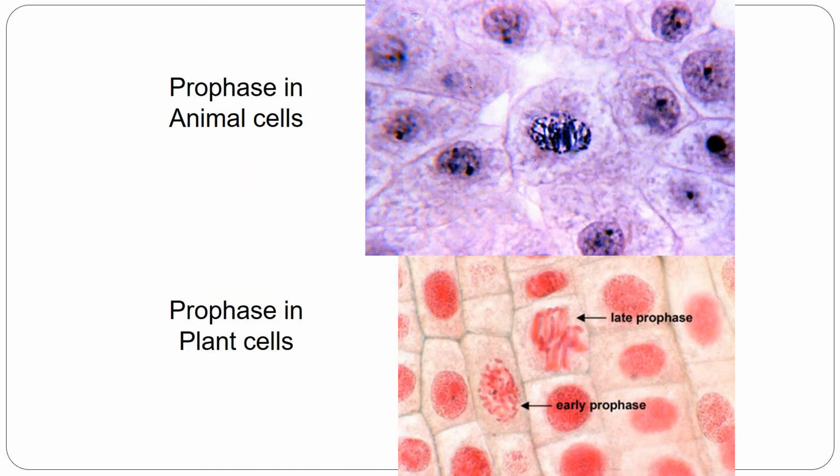So here are some images that you should have seen before. Let's look at some of these phases in real examples here. So early prophase, late prophase, as you can see here, you can see the chromosomes. And now the chromosomes are even more obvious, and they're starting to take their positions for metaphase.